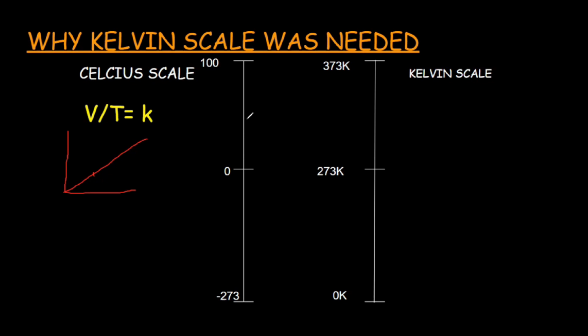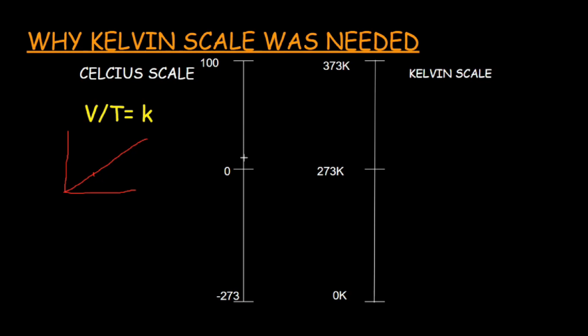Secondly, if we increase the temperature, volume will increase. But if we decrease the temperature, volume will decrease. As the coldest temperature on Celsius scale is 0 degrees Celsius, when the temperature approaches 0 degrees Celsius, volume should be equal to 0. But it doesn't happen. This was the second drawback of Celsius scale, that at 0 degrees Celsius, at the coldest temperature on Celsius scale, volume does not become equal to 0. So it means 0 degrees Celsius is not the coldest temperature.